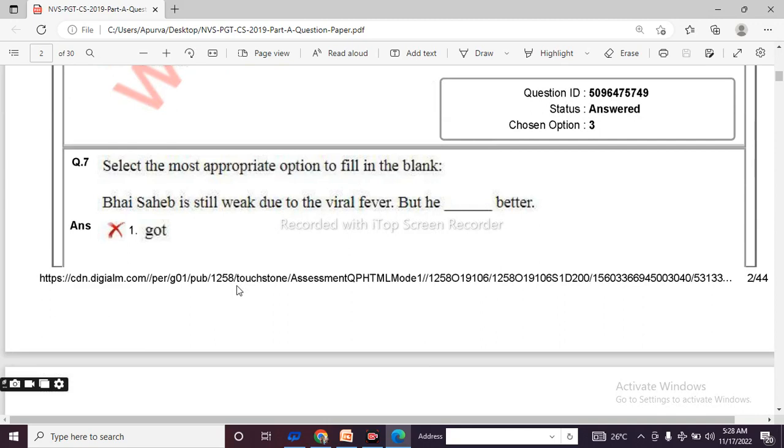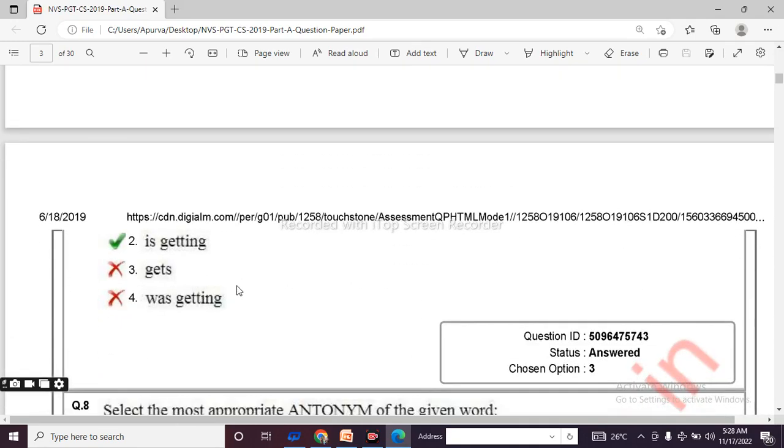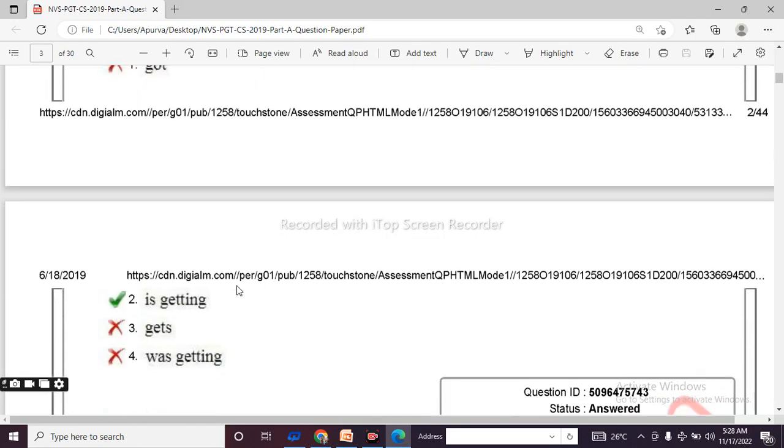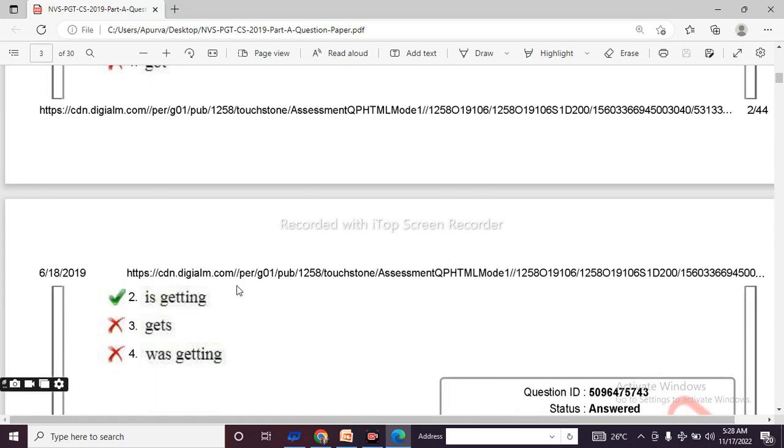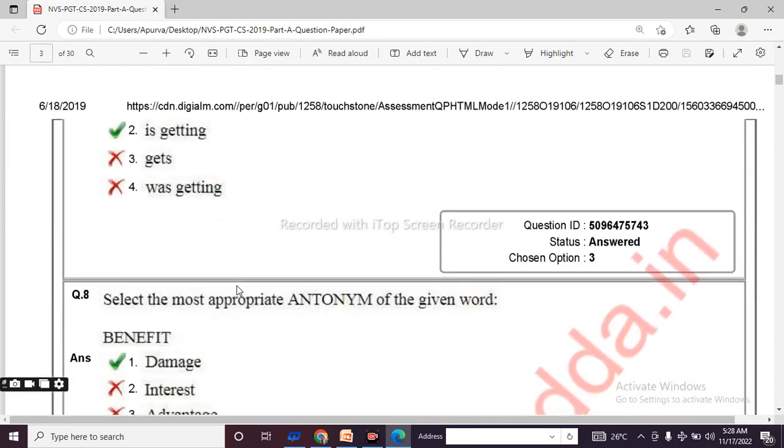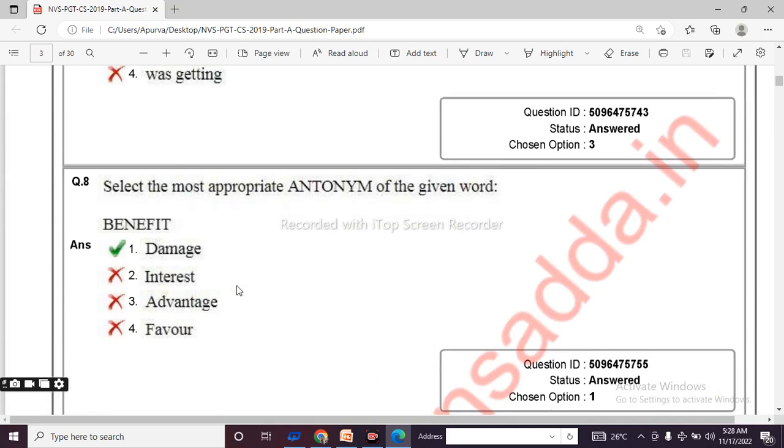Select the most appropriate option to fill in the blank. Bhai Sahib is still weak due to the viral fever, but he is getting better. He got better will not work. He gets better will not work. He was getting will not work. He is getting better.